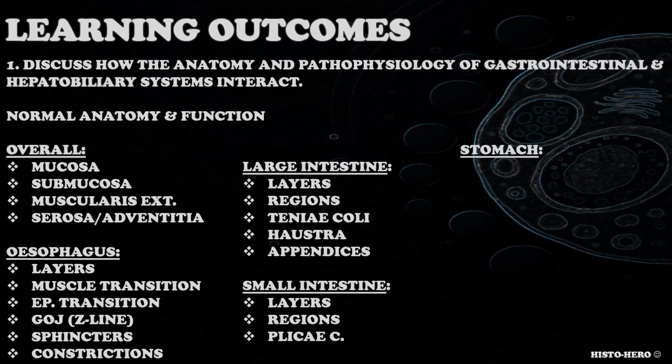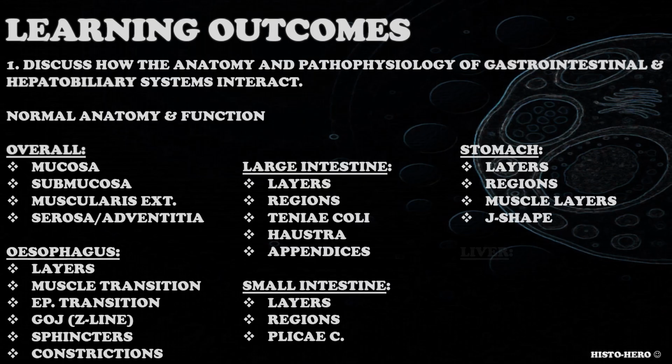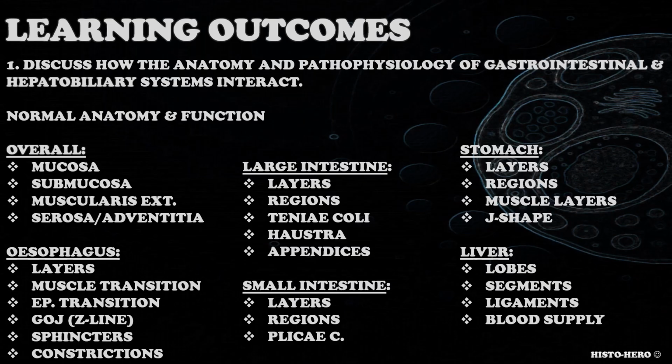Stomach and its four layers, mucosa, submucosa, muscularis externa and serosa, anatomical regions, cardia, fundus, body, antrum and pylorus, muscularis externa three muscle layers to facilitate churning, its characteristic J-shape. Liver and four hepatic lobes, right, left, caudate and quadrate, 8 functional segments with their own circulation, ligaments like falciform, coronary, dual blood supply, hepatic portal vein and hepatic artery, lymphatic drainage that can produce between 25 to 50% of total lymph.